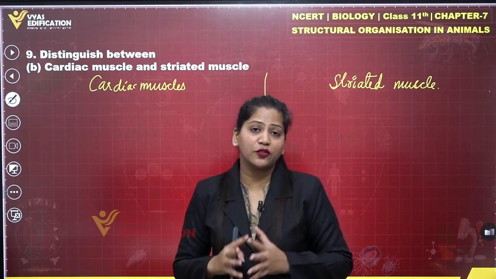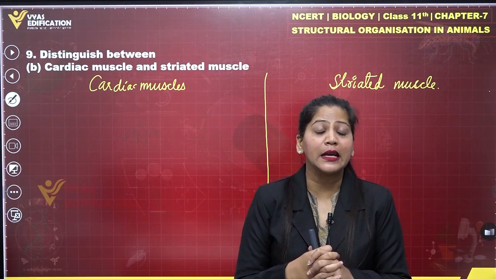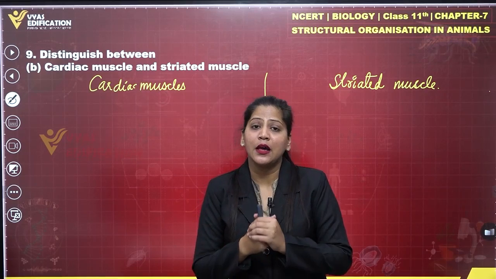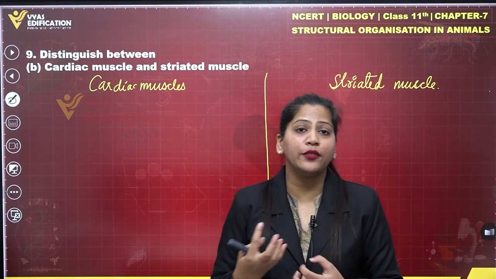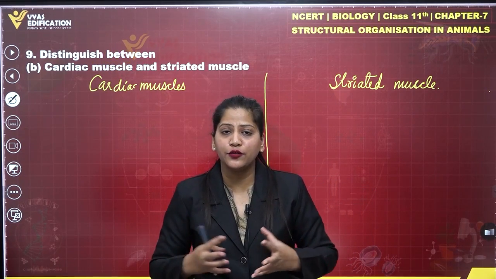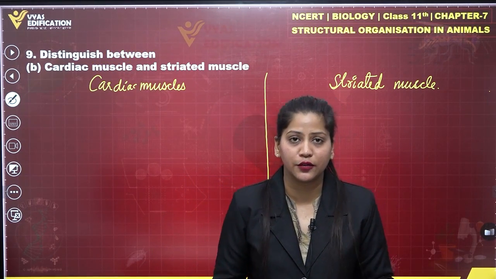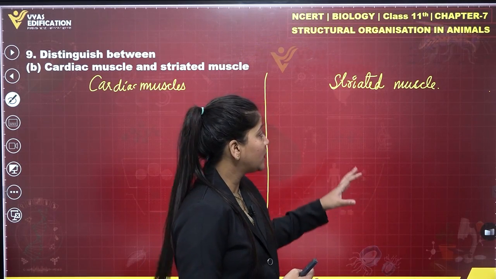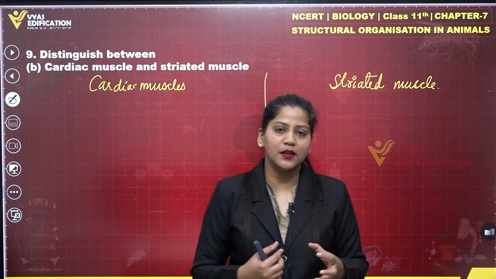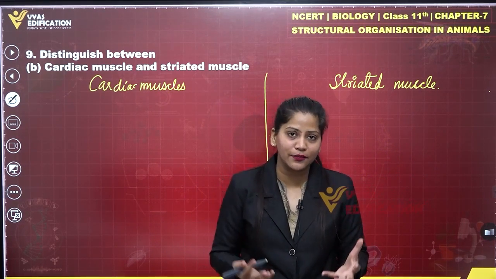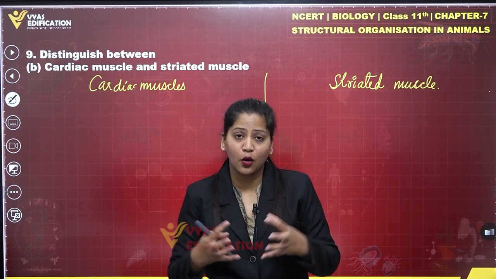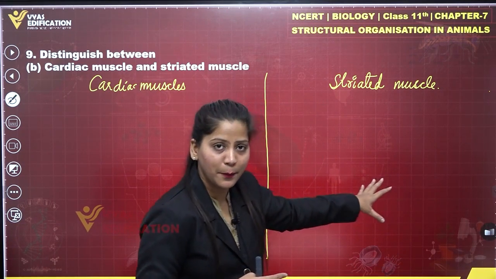Cardiac muscles are a special kind of muscles which are involuntary in function. Involuntary in function, that means we cannot regulate the cardiac muscles. They are involuntary in nature. Whereas if we talk about the second type of muscle, striated muscles are the muscles which are voluntary in function. We can regulate them. We can regulate the contraction and relaxation of these muscles.